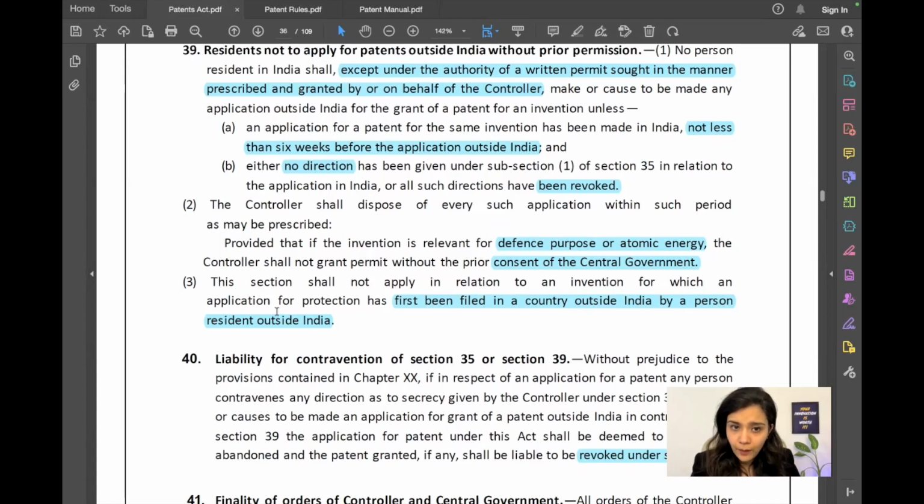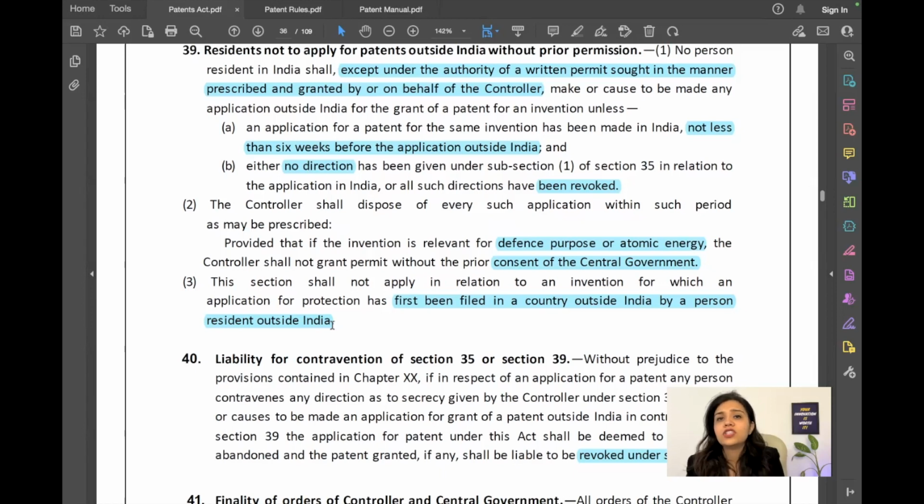Then we have subsection 3, which says this section shall not apply in relation to an invention for which an application for protection has first been filed in a country outside India or by a resident outside India. So if a resident outside India is filing an application outside India, and then they are filing the application in India, then this section will not apply.